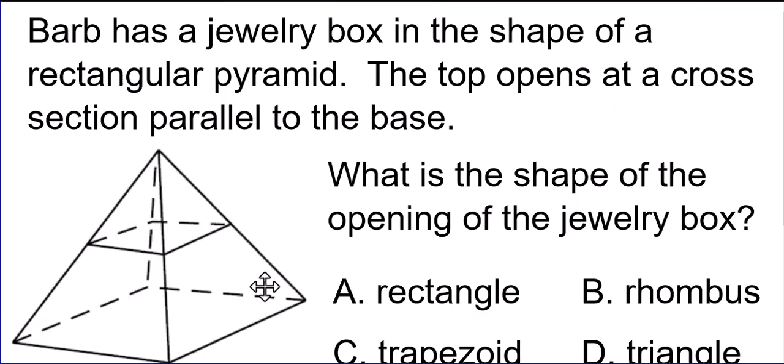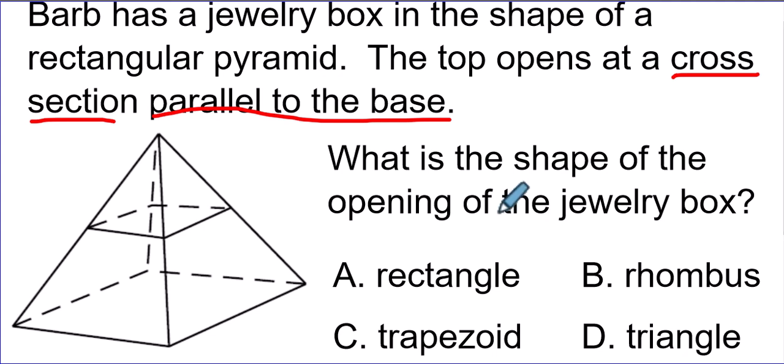All right, one more problem for you. This one is going to be on cross sections. This says Barb has a jewelry box in the shape of a rectangular pyramid. The top opens at a cross section parallel to the base. That is definitely an important detail here. We're talking about cross sections, and we're talking about it being parallel to the base. All right, what is the shape of the opening of the jewelry box? Feel free to look back at the pink packet on the section, I believe it's on the back side of the geometry topics page on cross sections. Hit pause on the video, quickly figure out what the answer is, and then hit play when you're ready to see how you did.